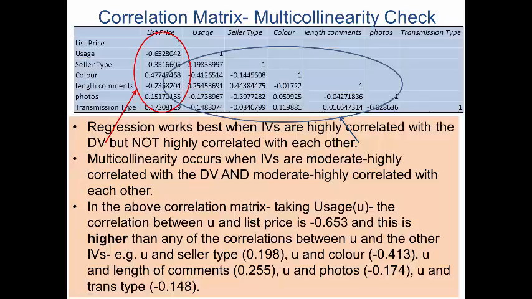And what we're expecting is the correlation between the independent variable and the dependent variable will be higher than the correlation between the independent variable with other independent variables. So it sounds a bit confusing, but have a read of my slide and I talk about the example of usage and go through those correlations to show how I check for multicollinearity.